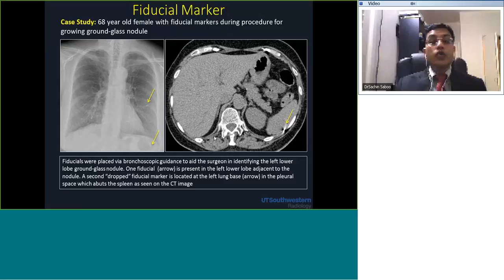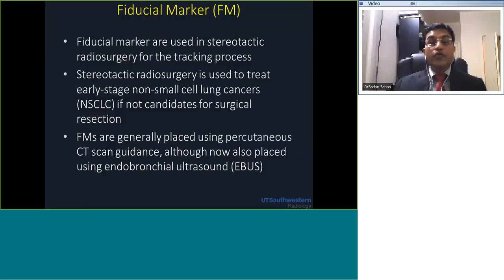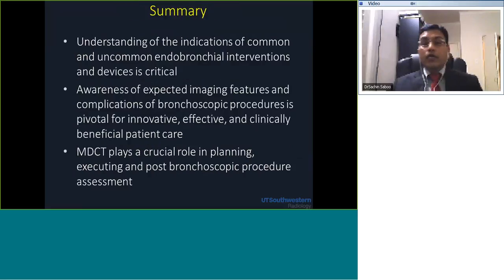So where do you use the fiducial markers? These are used for stereotactic radiosurgery for the purpose of tracking. And when do you use stereotactic radiosurgery? It is used to treat early stage non-small cell lung cancers if the patient is not a candidate for surgical resection. Generally, as I mentioned, they are placed via percutaneous CT guidance, but nowadays we are increasingly seeing them placed via endobronchial ultrasound. With that, I would like to summarize.